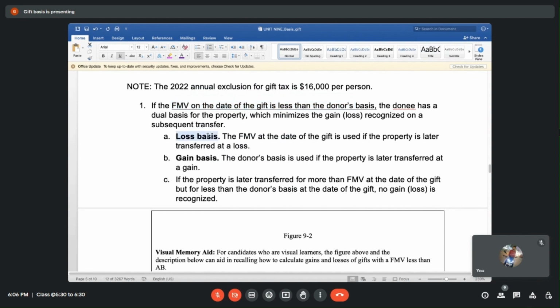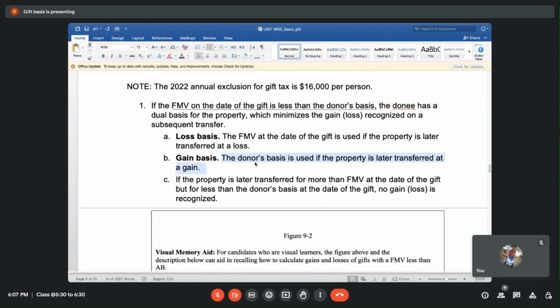What is called loss basis? The fair market value at the date of the gift is used if the property is later transferred at a loss. If later on the property is transferred at a loss, we will go with the fair market value on the date of the gift. So if the property is transferred for, say, $1,000, then what was the fair market value? It was given at the market value of 3,000. So 3,000 minus 1,000, that is called the loss basis. 2,000 would be the loss.